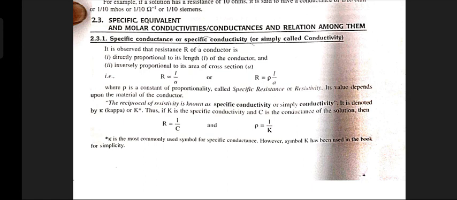The reciprocal of the resistivity is known as specific conductivity or simply conductivity. It is denoted by K, that is kappa. Thus, if K is the specific conductivity and C is the conductance of the solution, then R is equal to 1 upon C and rho is equal to 1 upon K.